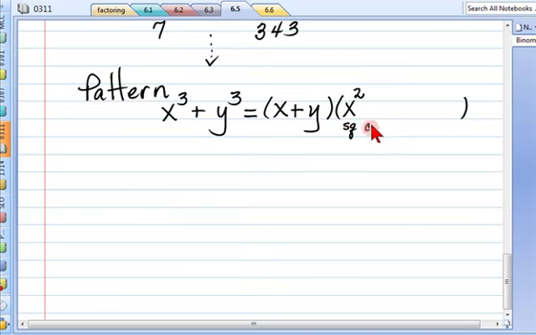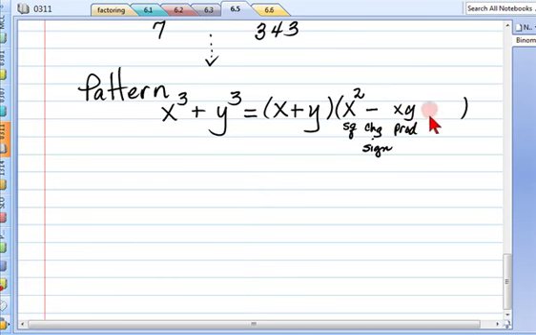Then I'm always going to change the sign. So if this is a plus, I'm going to put a minus. If this is a minus, I'm going to put a plus. I'm always going to change the sign. Then I'm going to write down the product of these two. X times y is xy, product.